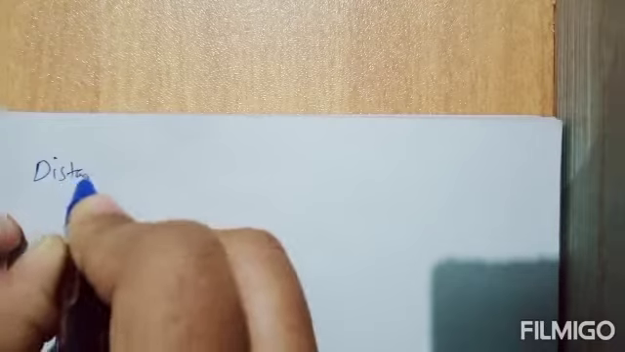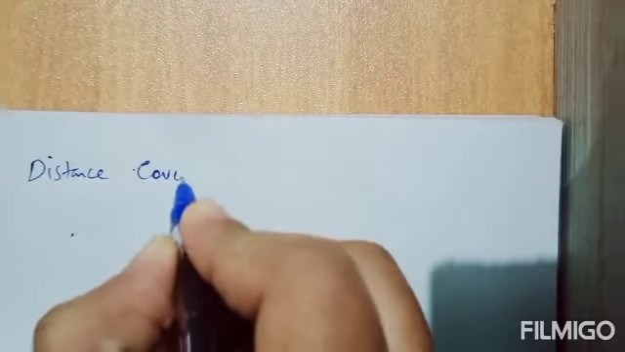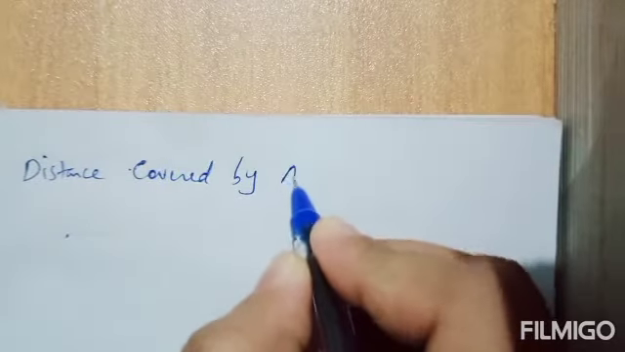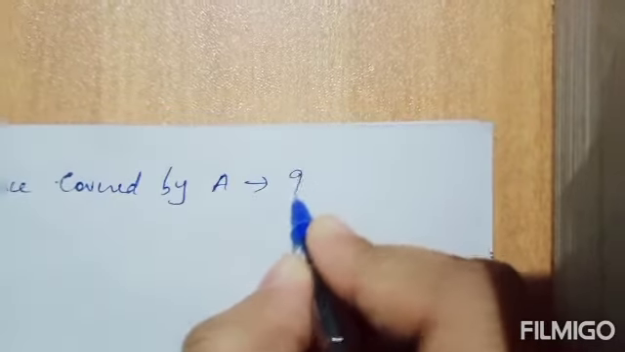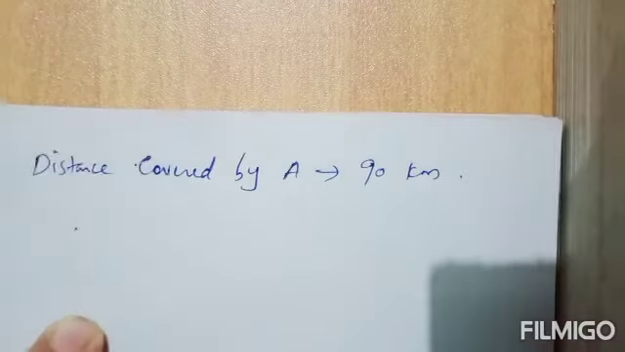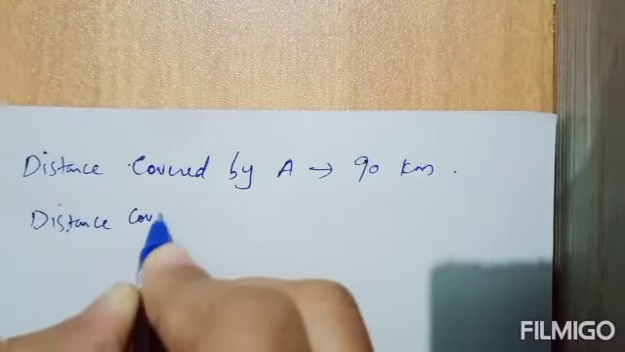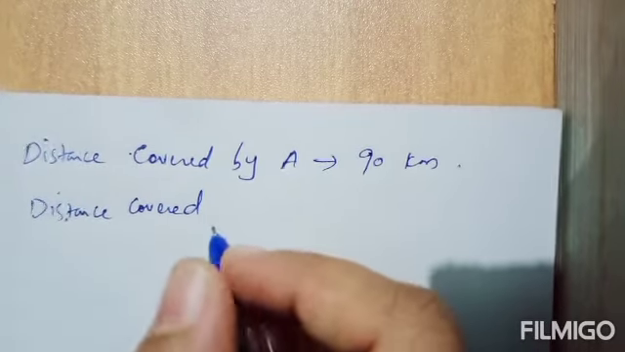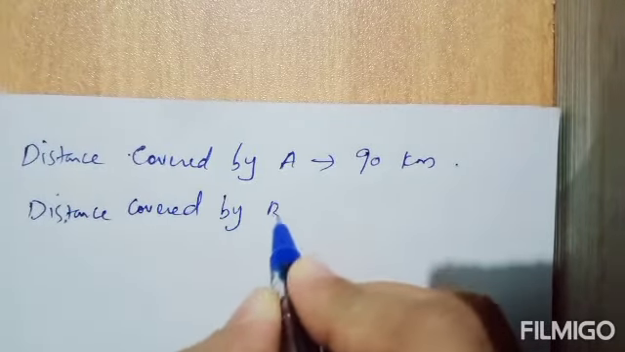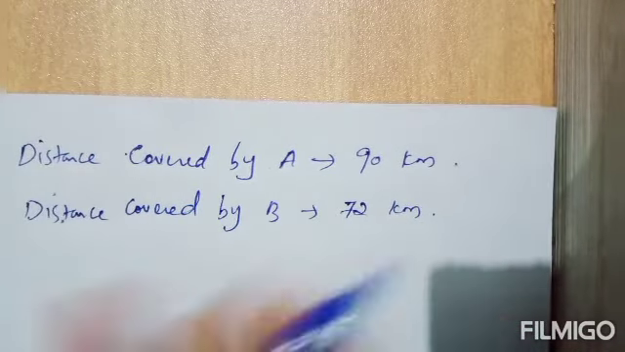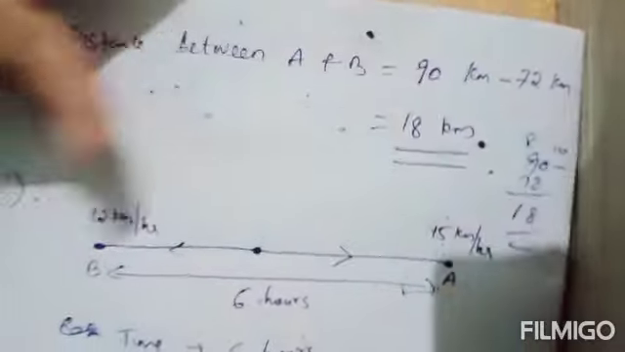So here we find distance covered by A if speed is 15 kilometer per hour and time is 6 hours. It is, we find it already, 90 kilometer. Okay, now distance covered by B if the speed is 12 kilometer per hour and time is 6 hours. It is 72 kilometer. Okay, now look at this diagram.